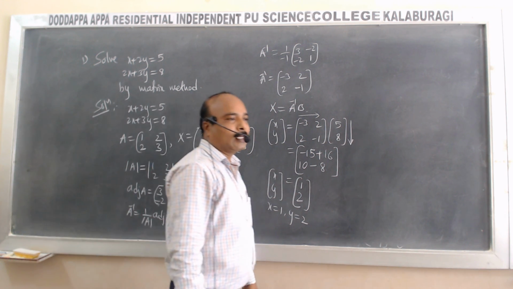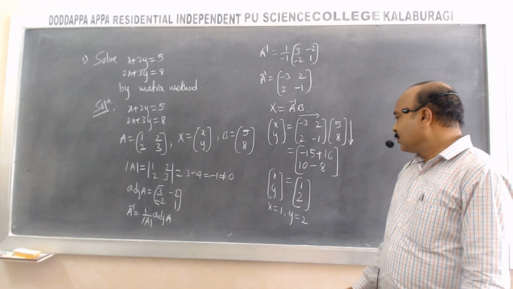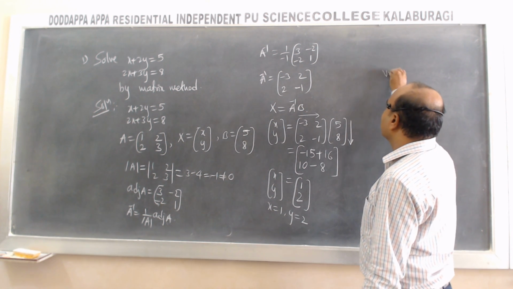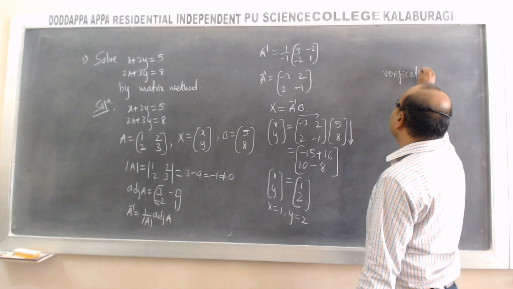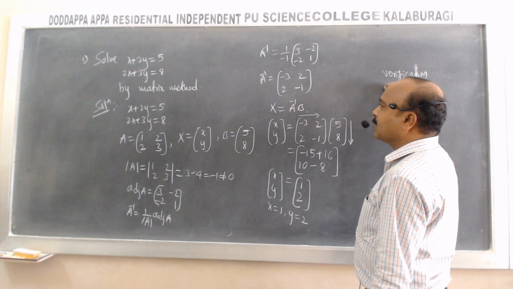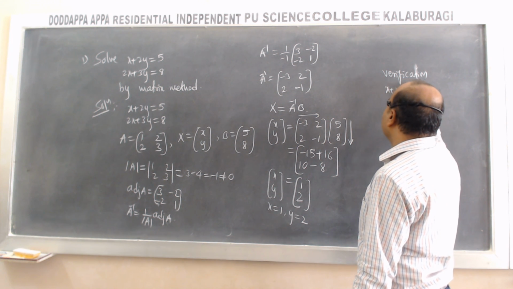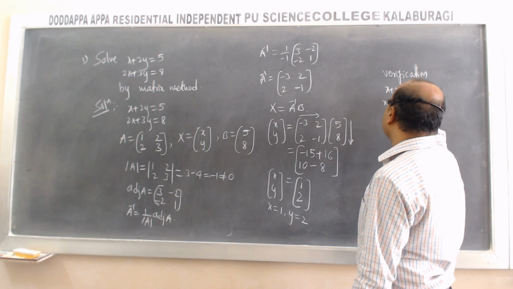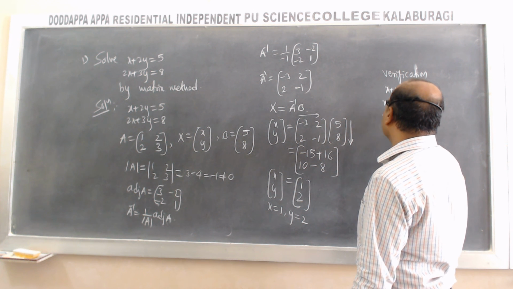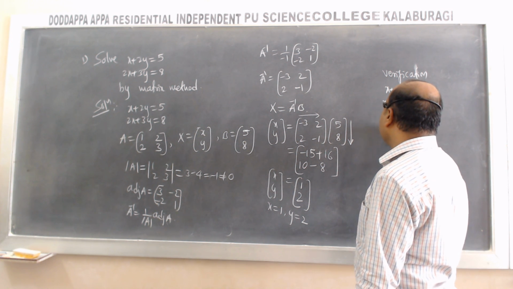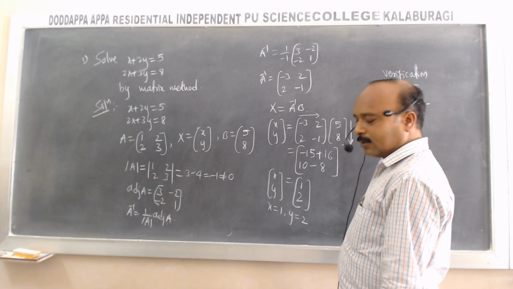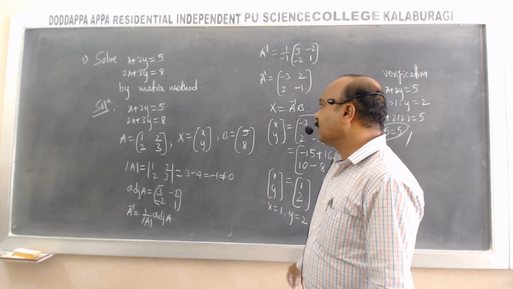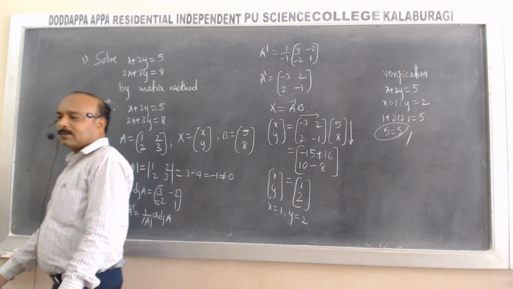Now we check whether our answer is correct or not by verification. If you put x equal to 1 and y equal to 2 in any one of the equations, we check the first equation, x plus 2y equal to 5. Now substitute the x and y values: x equal to 1, y equal to 2, we get 1 plus 2 into 2 equal to 5. Then we get 5 equal to 5. So both sides are equal, hence our x and y values are correct. Then it is the solution of the given system of linear equations. Take this solution.